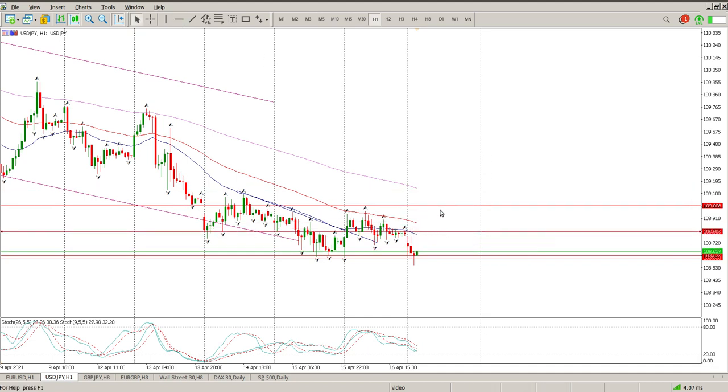Just above the gap, you can see it's almost in the middle of the range. That would be a fairly good area. 108,808 would be a good area to look for some quick scalps to the downside and taking profit right here at bottom of range at 108,608. Okay, so that's still sideways as far as I'm concerned.